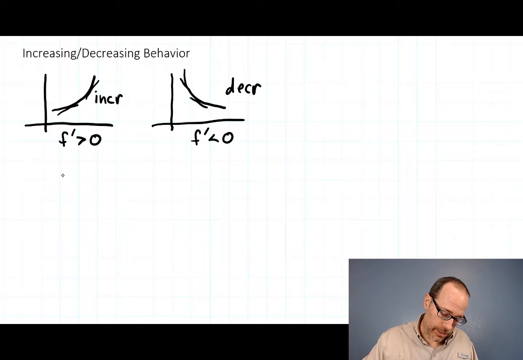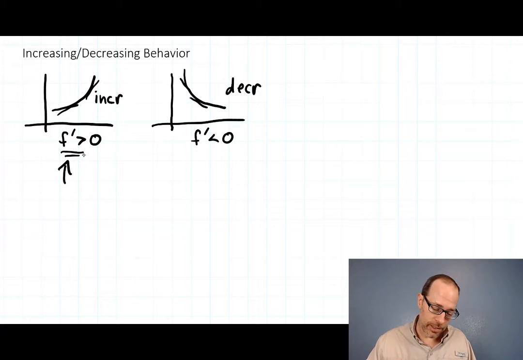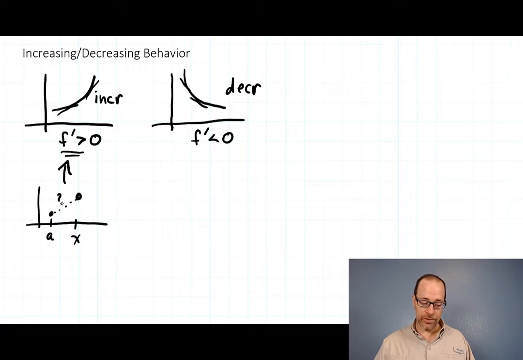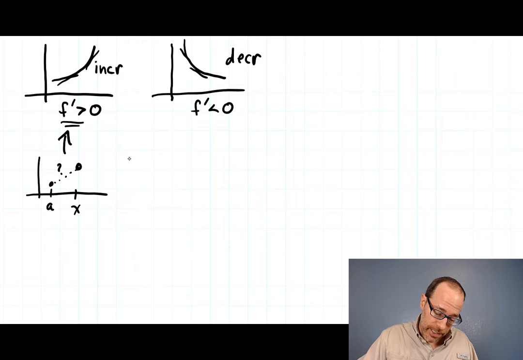So let's look at this scenario here. Suppose the derivative was always bigger than 0, and we want to know, is the function going up? Is it increasing? So the question is, if you start at some point a and move to the right to x, did the function actually go up the way we think it did? So in other words, is f of x bigger than f of a? Well, we can answer that with the mean value theorem.